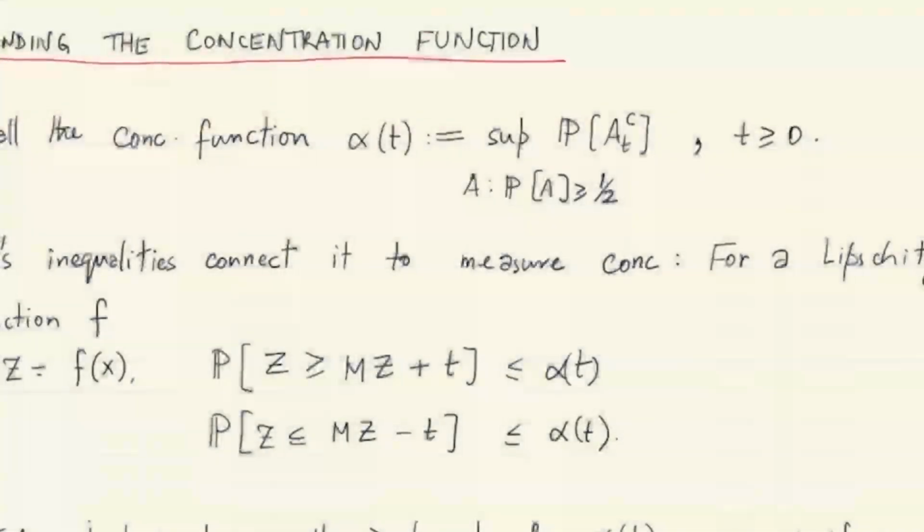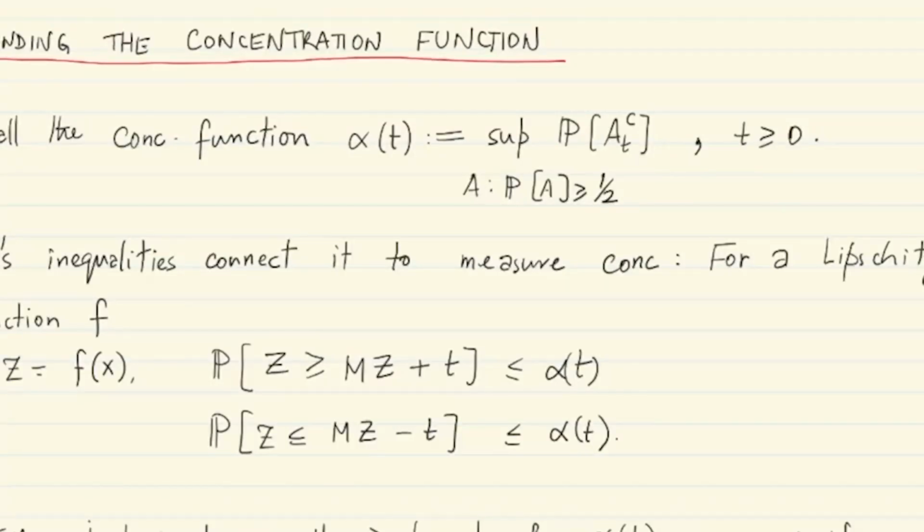Hi all, today we will continue understanding the connection between isoperimetry and concentration of measure. So last time we showed that there was a certain concentration function that we defined, which was given, in any probability space endowed with a metric, by trying to maximize the probability of the complement of a t blow up of any set A which has a significant probability measure, namely probability measure half.